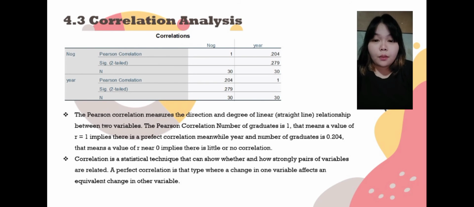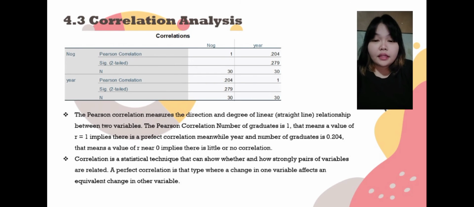The Pearson correlation of number of graduates is 1. That means a value of R equal to 1 implies there is a perfect correlation. Meanwhile, here, the number of graduates is 0.204. That means a value of R near 0 means there is little or no correlation.